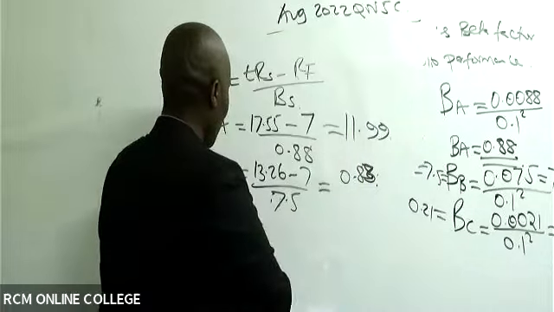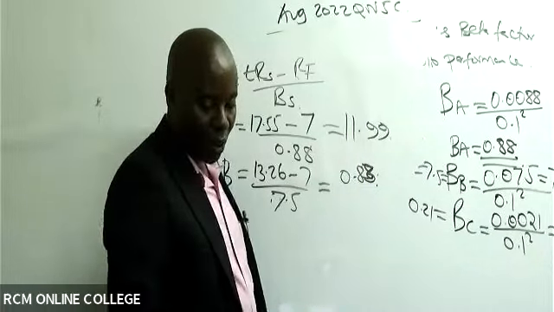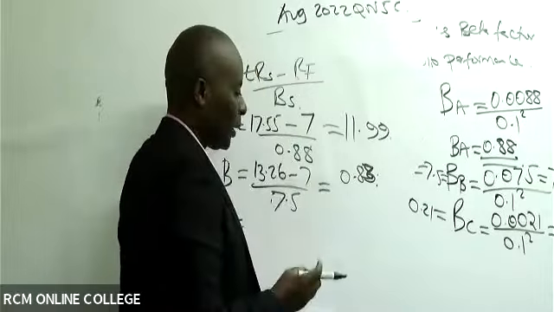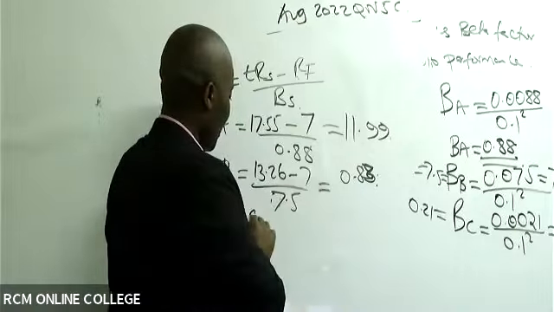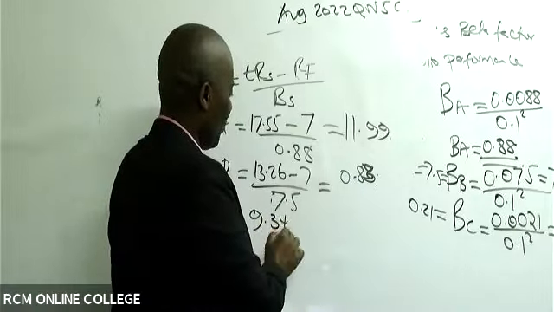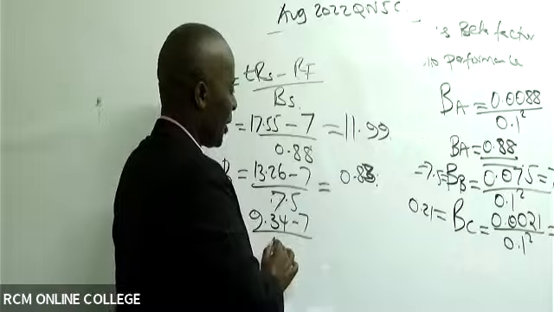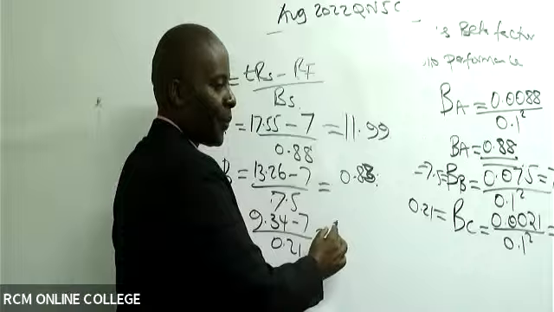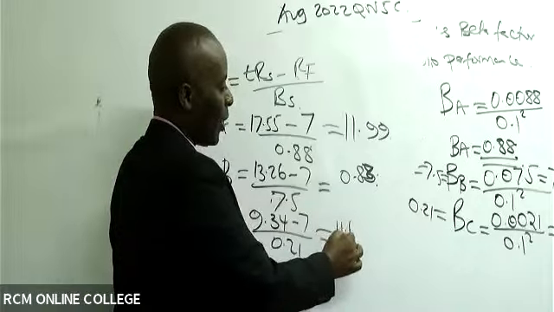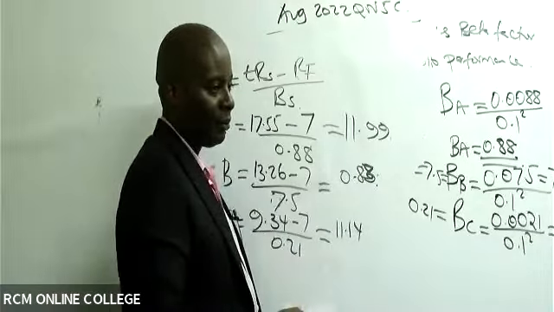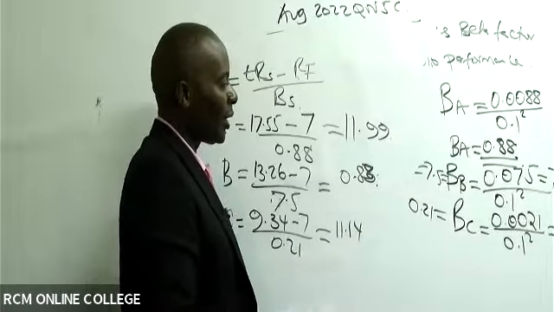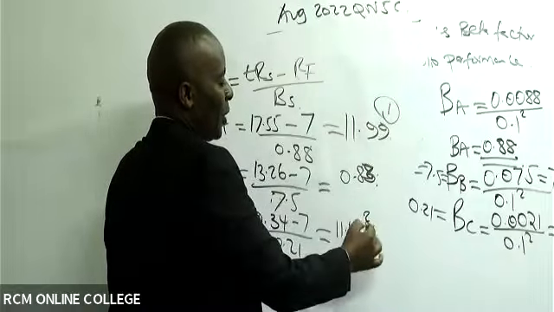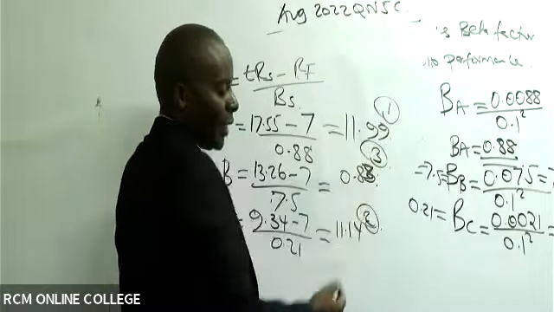Is that okay? And then we go to C. See what we have there under C. 9.34 minus 7 over 0.21, which gives me 11.14. Please go ahead and rank them. The higher the Treynor, the better, right? So which one takes number 1? This takes number 1. This will take position 2. This will take position number 3.